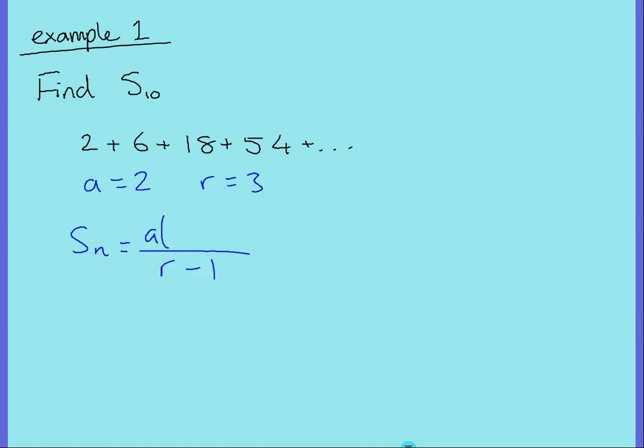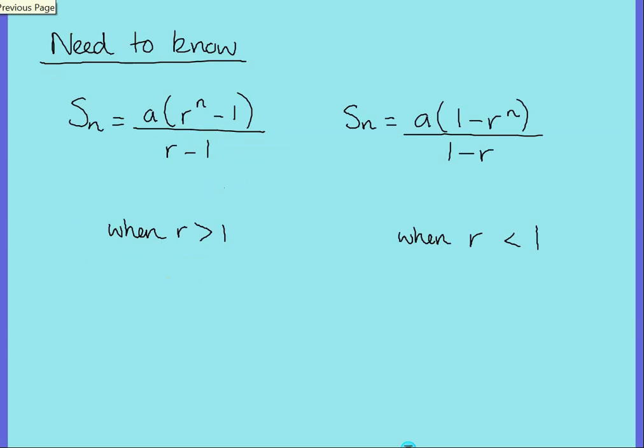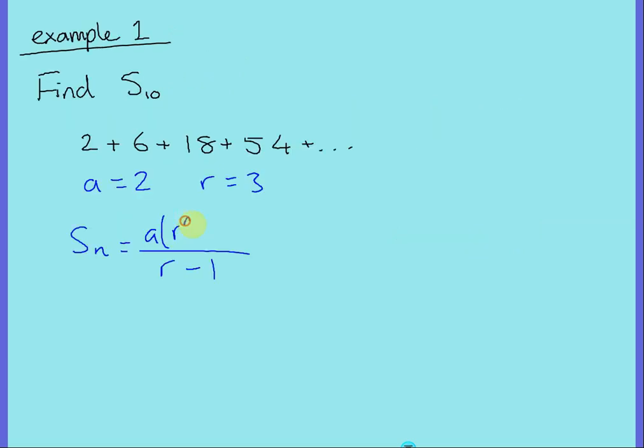Then on the top, if you go back a screen, you can see if it was r minus 1, it was always r to the n minus 1. If it was 1 minus r, it was always 1 minus r to the n. So it's a pretty easy formula to remember. So sum of the first 10, well, that's a, 2, common ratio 3, to the power of 10 take away 1, all over 3 take away 1, or just 2. They're going to cancel, so all you have to do is work that bit out. And that is 59,048.